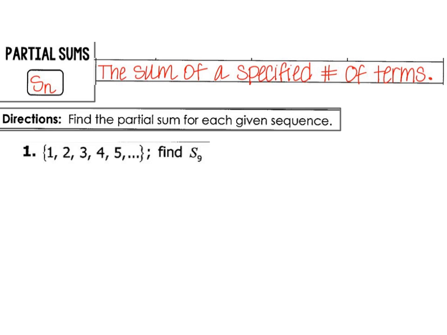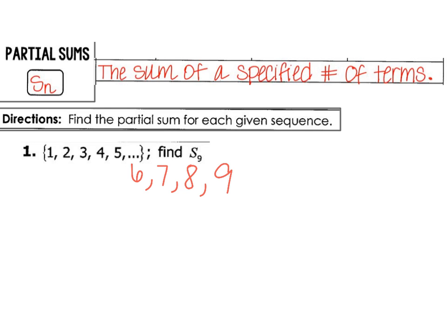So our directions are to find the partial sum for each given sequence. Here we're given 1, 2, 3, 4, 5. We're looking for the sum of the first 9 terms. That's what S sub 9 means: we want the sum of the first 9 terms. So we've got the first term, second term, third term, fourth term, fifth term. It's increasing by 1 every time, so the 6th term is 6, the 7th term is 7, the 8th term is 8, the 9th term is 9.